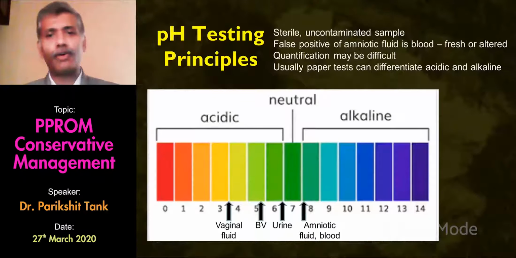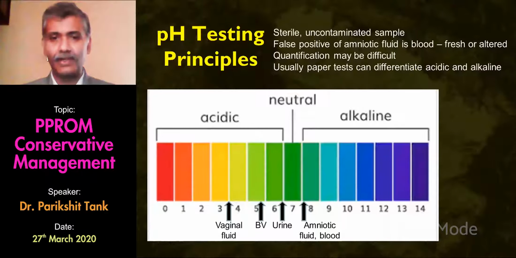What we are looking for to establish the diagnosis of a rupture of membranes is amniotic fluid. And typically the pH of amniotic fluid is somewhere around 7.8 to 8. This makes amniotic fluid alkaline or basic. Now, the presence of blood, whether it is fresh or altered, will make the same color change on the paper strip. So, the presence of blood leads to a false positive result with amniotic fluid getting confused.